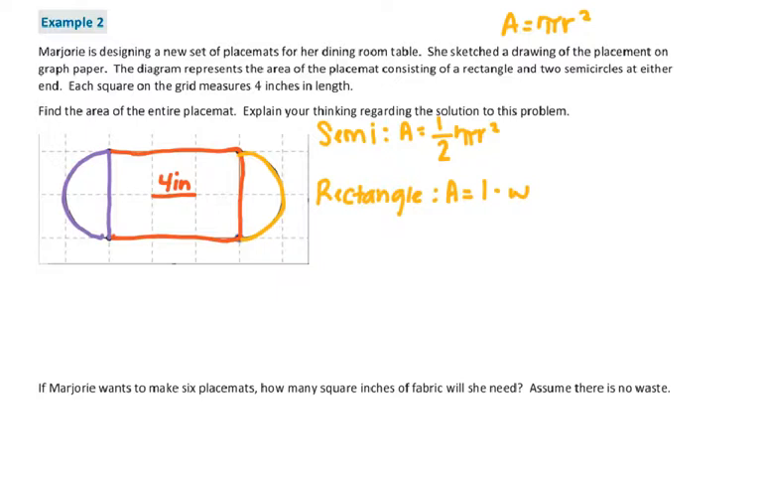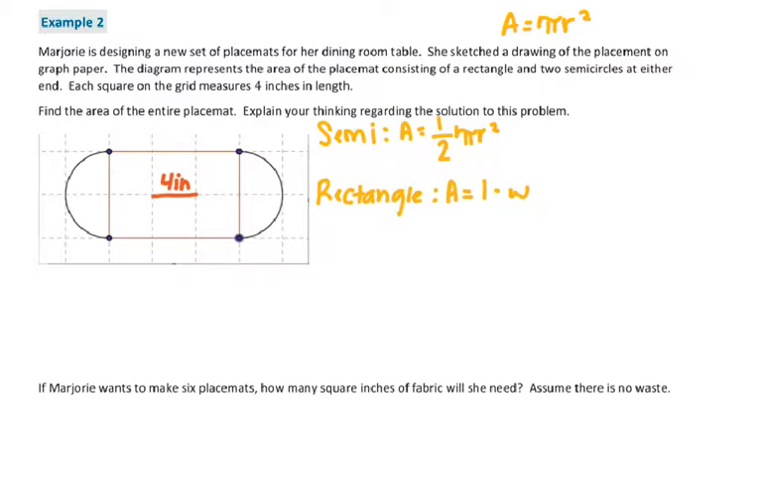Okay, so now that we know the equations to find the area of a rectangle and the area of a semicircle, we can carry out this exercise. So I'm keeping in mind that each of these squares is 4 inches in length. And now I just need to use that information to find the area of each of these shapes.